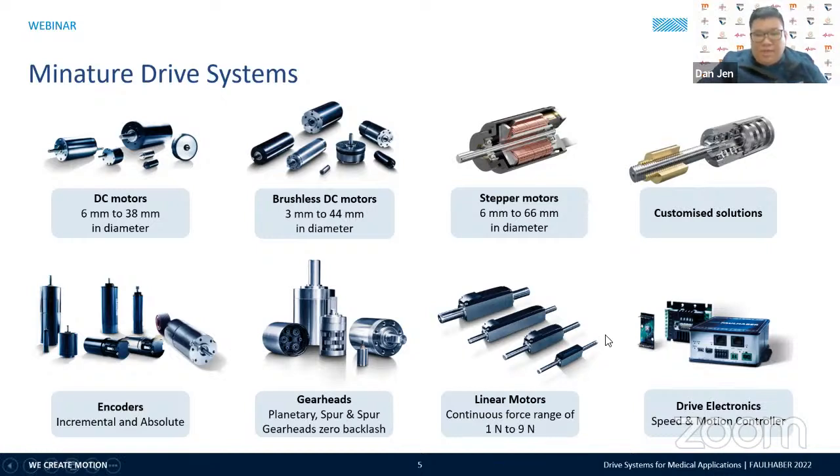Next, we have linear motors with a continuous force ranging from 1 Newton to 9 Newton. Also, we have drive electronics, both speed and motion controllers. Depending on applications, we will propose the right drive for the right applications.